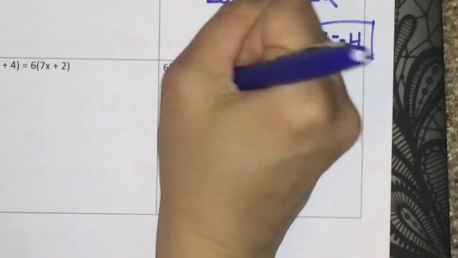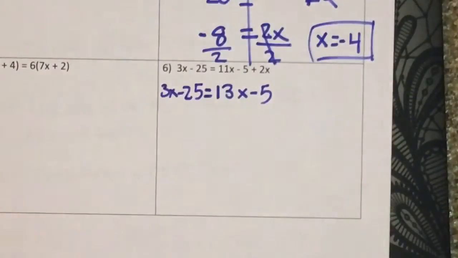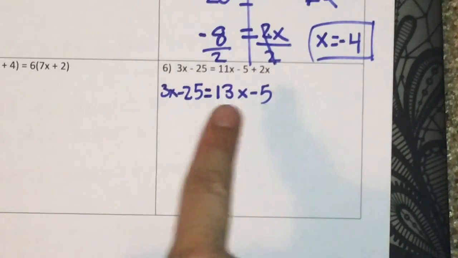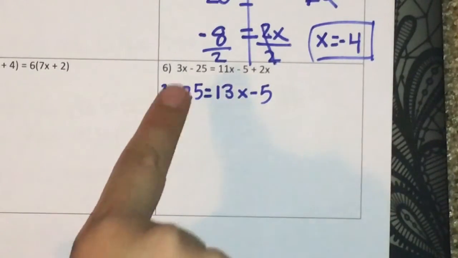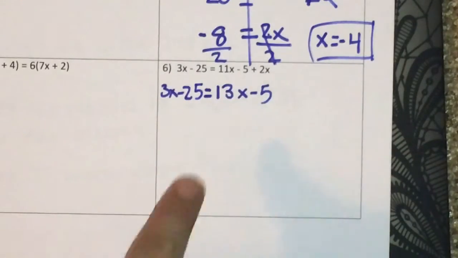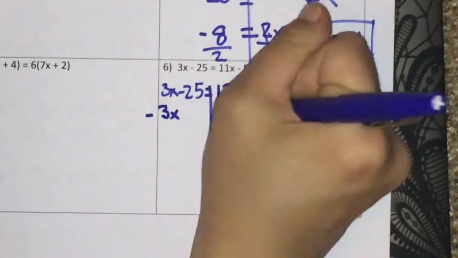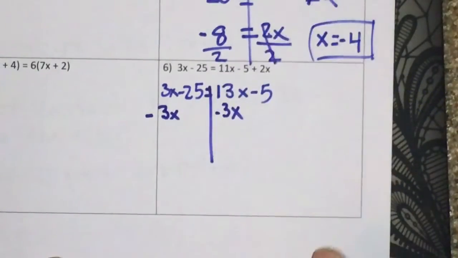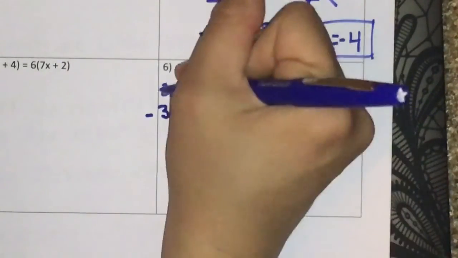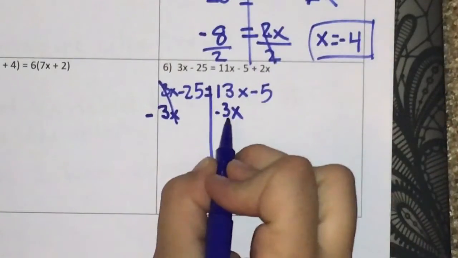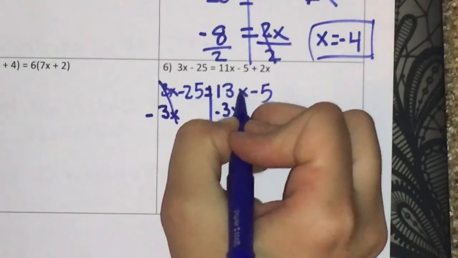From here, we follow our same steps. Get our variables to one side, numbers to the other side. Remember, our goal is to keep our variables positive, so instead of subtracting 13x to the other side, I think I'm going to subtract 3x to this side. Remember, whatever you do to one side, you have to do to the other.